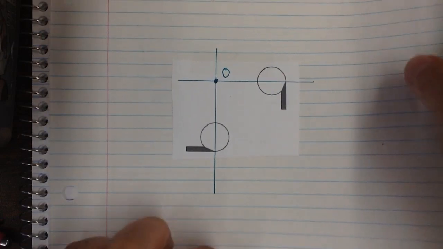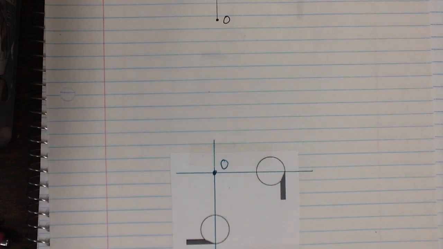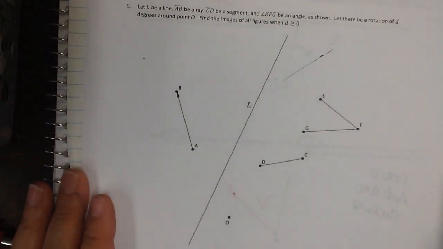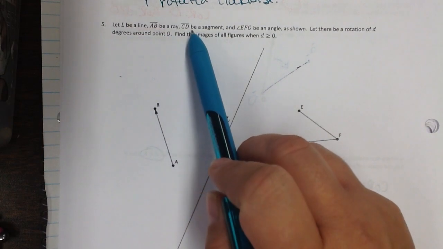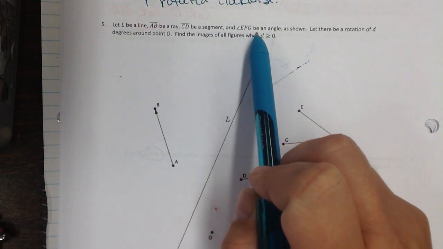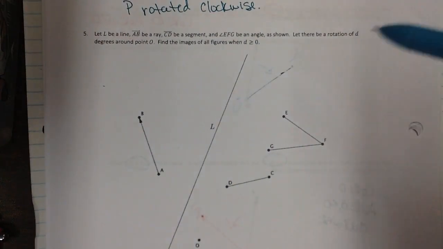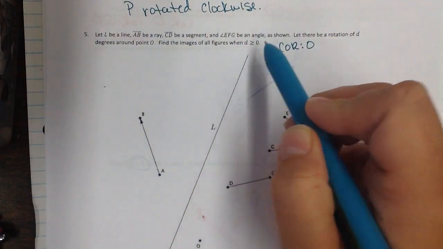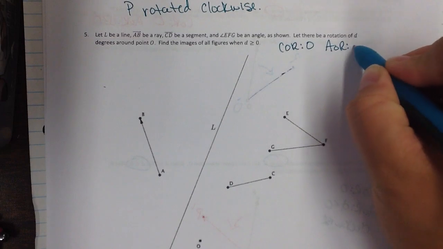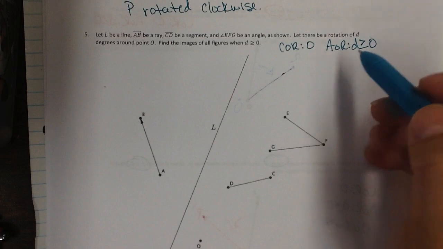Now we're going to go to your packet, and we're going to work through the rest of those problems together. Okay, so this says, let L be a line, AB be a ray, CD be a segment, and angle EFG be an angle as shown. Let there be a rotation of D degrees around point O. So our center of rotation, O, and it says right here that our angle of rotation is D is greater than or equal to 0.